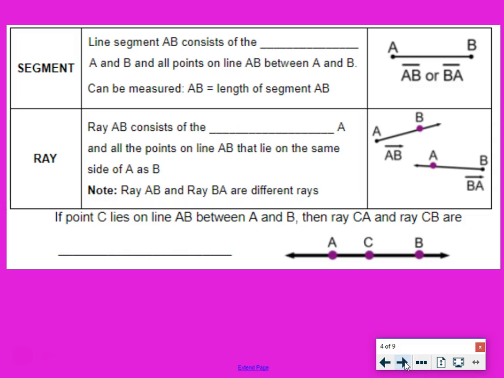Segment. A line segment AB consists of the endpoints A and B, and all points on line AB between A and B. So it's just saying a line segment is a piece of a line that has 2 endpoints. So it's endpoint A and endpoint B, and all the points in the middle. This is named similar to a line where you use 2 letters, but you just draw a line segment above it. You don't put the arrows on it.